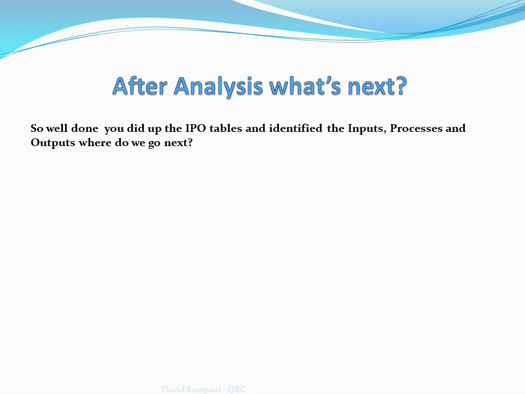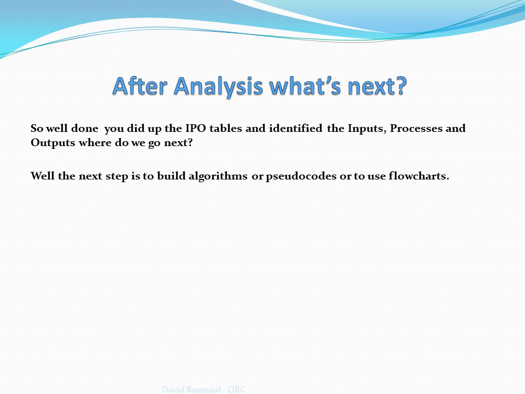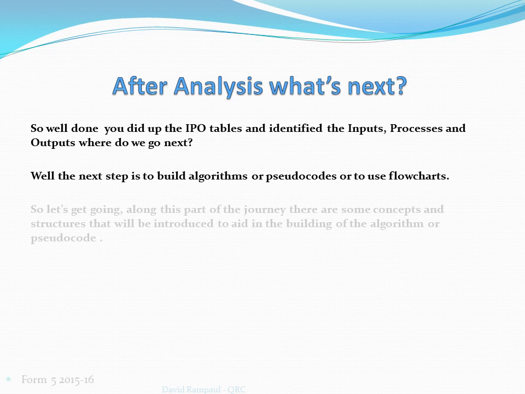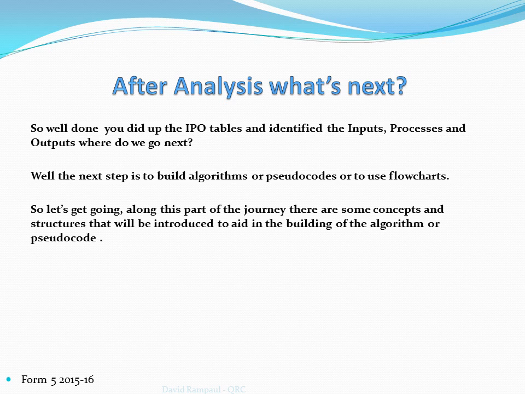So after analysis, what's next? After we do the IPO table, we have identified inputs, processes, and outputs. Where do we go next? After that, we have to build pseudocodes, algorithms, or even use flowcharts. And then of course we need first of all to get some important concepts in.